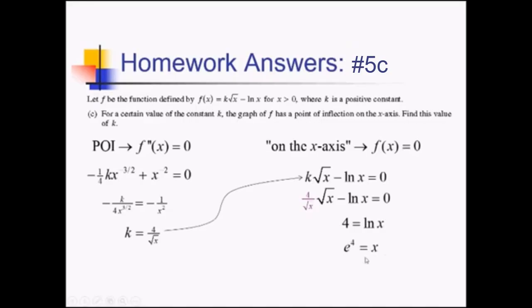Hey, we just figured out what x is. So we're going to plug this e to the 4th back in for the x over here. And now we can figure out what k is. Well, we can write k equals 4 over the square root of e to the 4th, which is fine. It's a constant. We don't have to simplify it. But if you wanted to, you could make this 4 over e squared, and that would be our final answer.